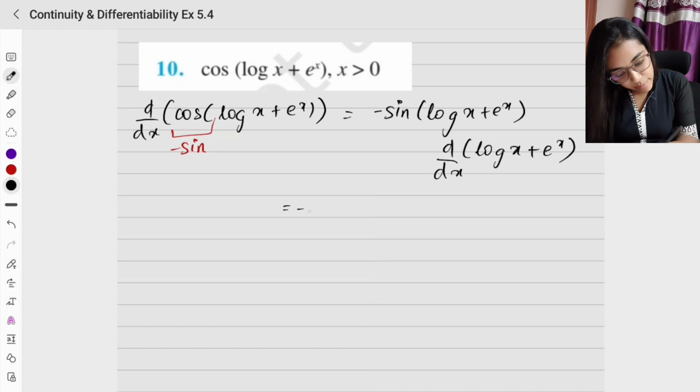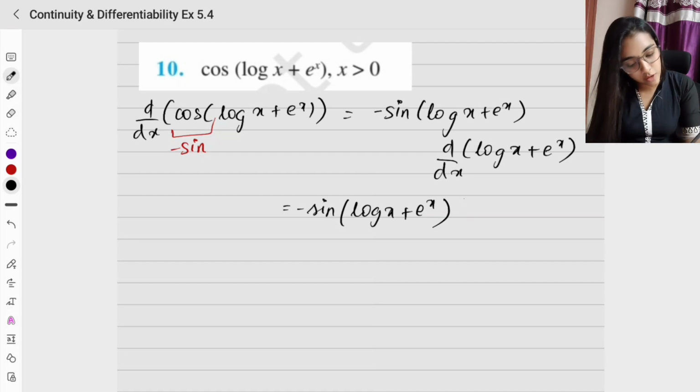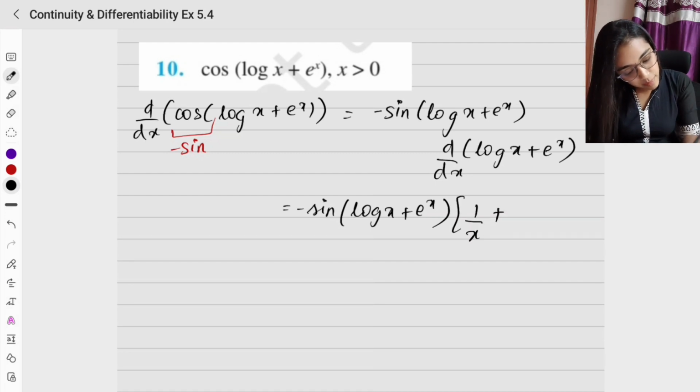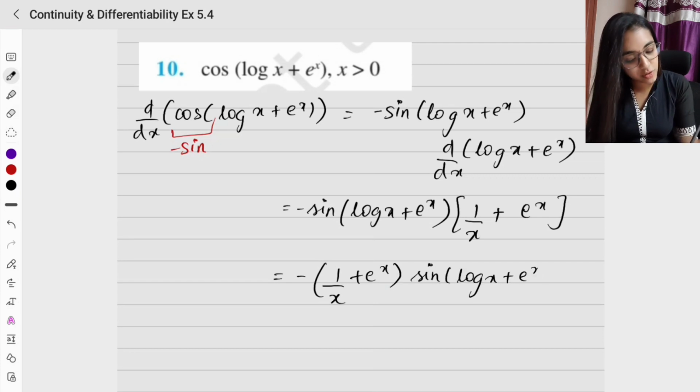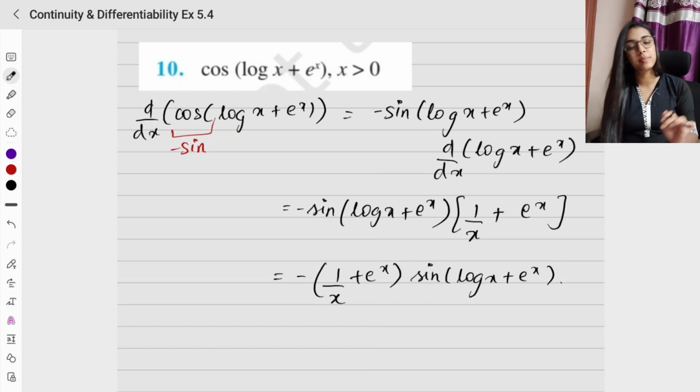What is my next step? Minus sine of log x plus e to the x, இது அப்படியே எழுதணும். Times d by dx of log x, which is going to be 1 divided by x, plus d by dx of e to the x, which is e to the x itself. So what is my final answer? This is minus 1 by x plus e to the x, times sine of log x plus e to the x. Okay, this is your final answer. Please copy. With this, we are done with exercise 5.4. Let's move on to exercise 5.5.